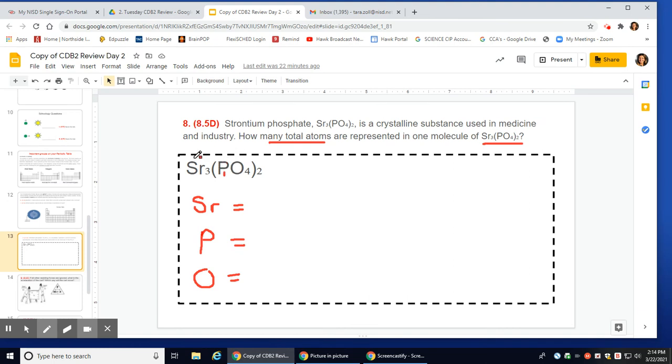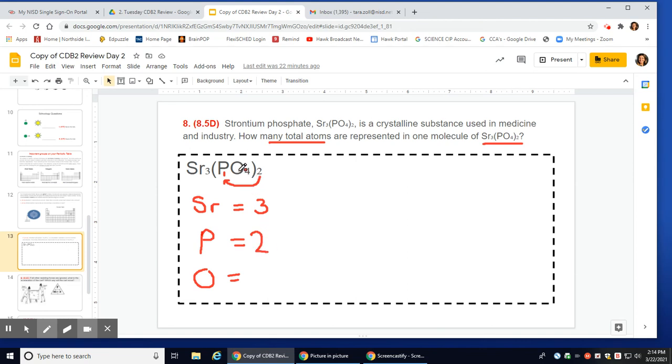Okay, so we want to read this left to right. So if we look here, we have a subscript of 3, so we have 3 atoms of Sr. Now going over with your parentheses, what you have here is a subscript outside the parentheses that needs to be multiplied by the subscripts inside. So to understand how many phosphates I have, I take 2 multiplied by that 1 phosphate. Okay, so I have 2 atoms total there.